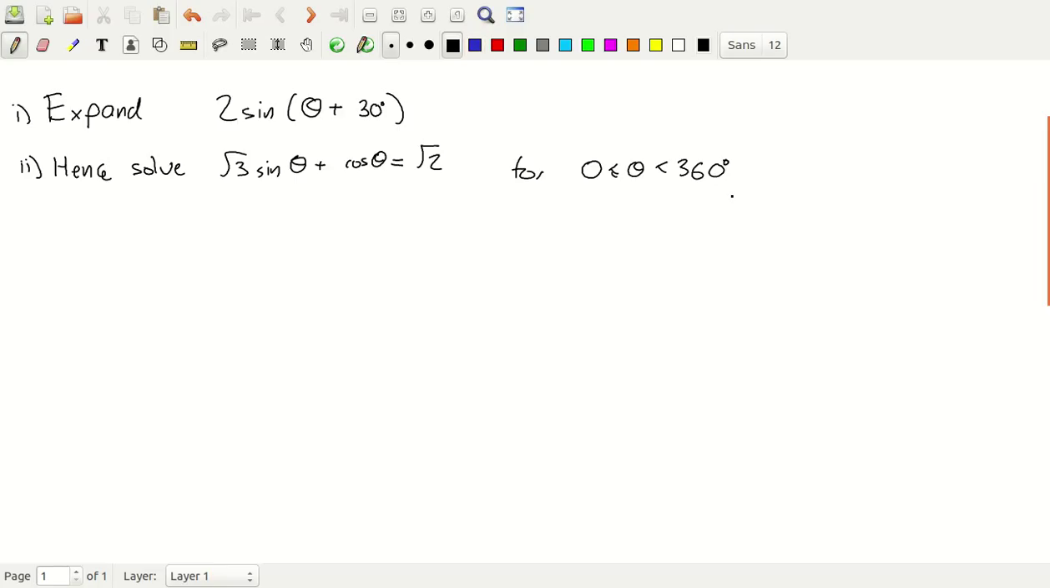If you're trying to get the most out of this, please pause the video now and spend a couple of minutes trying to actually solve both parts of this problem, see whether you can do it. Then unpause to check if you're right.